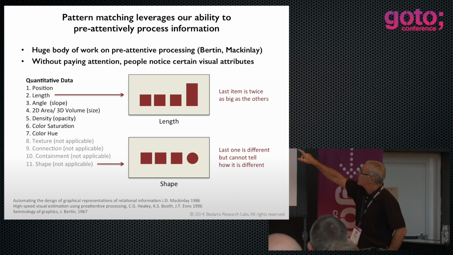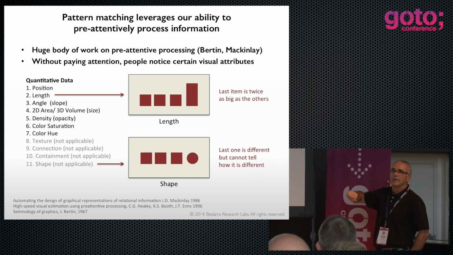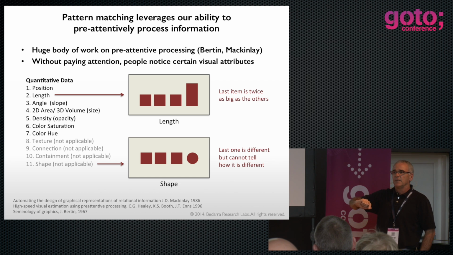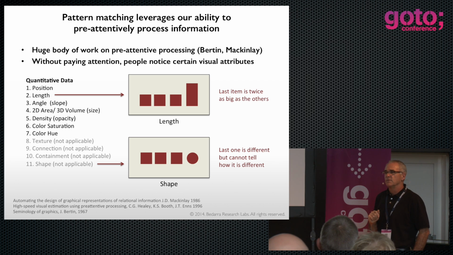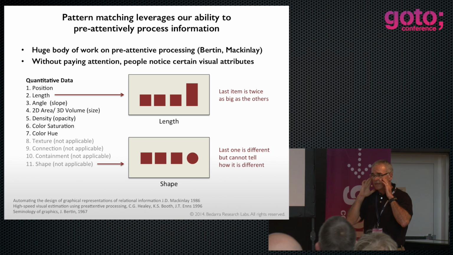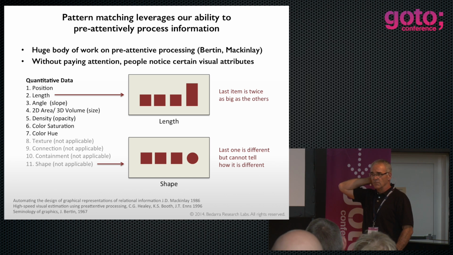To give you an example, something like length means that when I look at this picture here, the bar on the end is twice as big as the other bars. And you can tell that, and you don't even actually have to think about it. This is like lower brainstem activity, and you just know it.